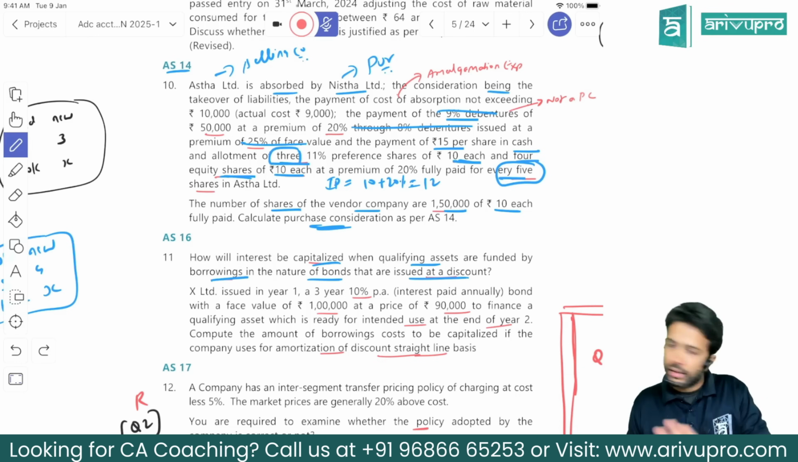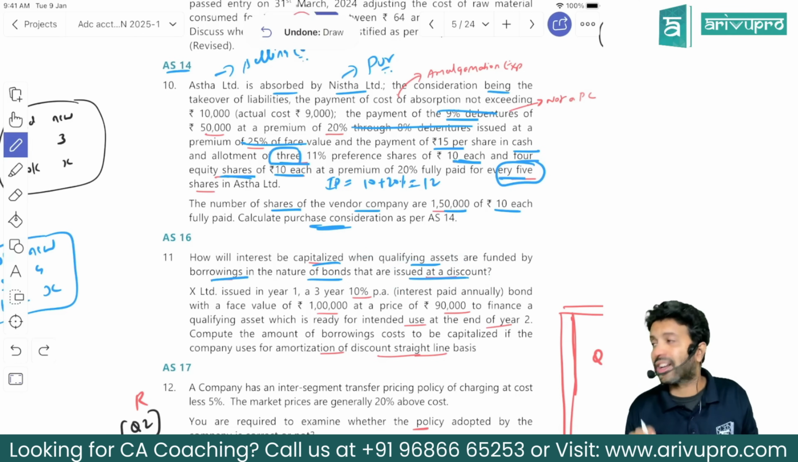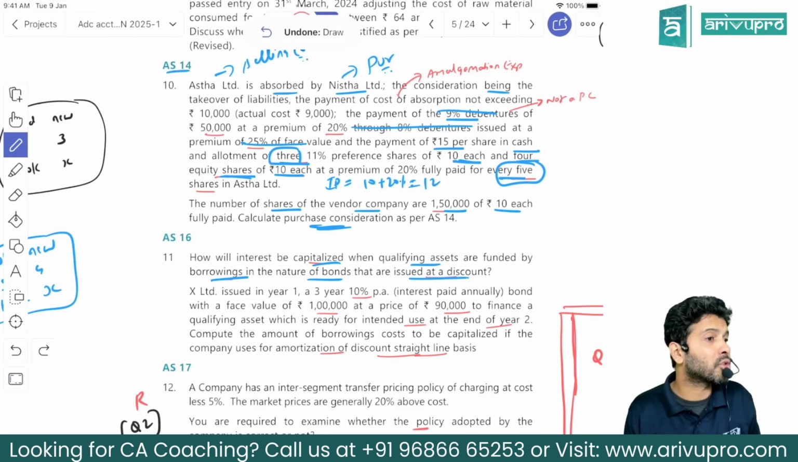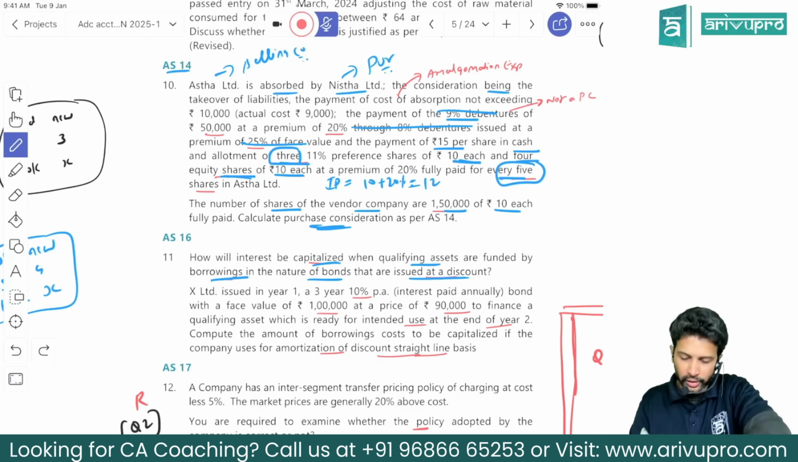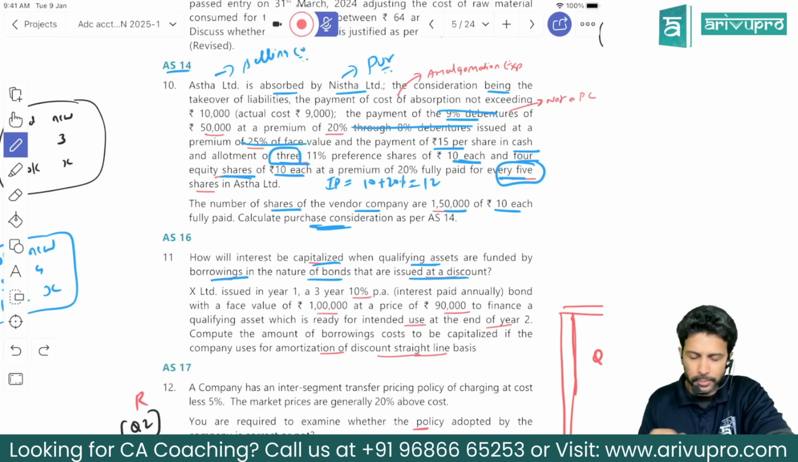Yes, sir. That part of it is clear. They are not asking about that. They are saying if these bonds are issued at discount, what will you do? Okay, I'll read out this whole data again and tell you. It's a good concept question.